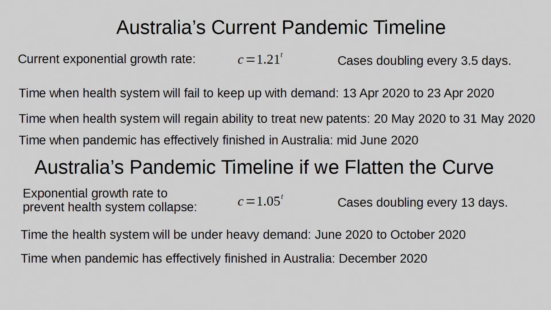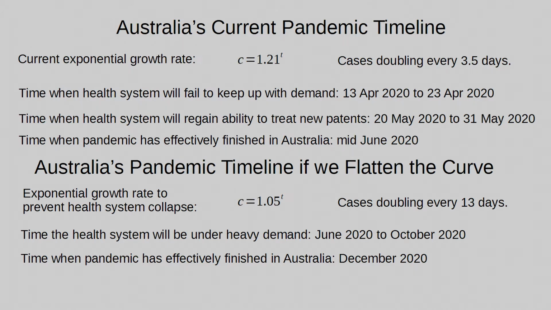I've created a model to predict how the pandemic is going to progress in Australia. Currently, the growth rate in Australia is that we are doubling every 3.5 days. You can take the number of cases today, multiply it by 1.21, and you can use that to predict the number of cases tomorrow. At this rate, our health system is unlikely to be able to keep up with the demand from the 13th of April to the 23rd of April.